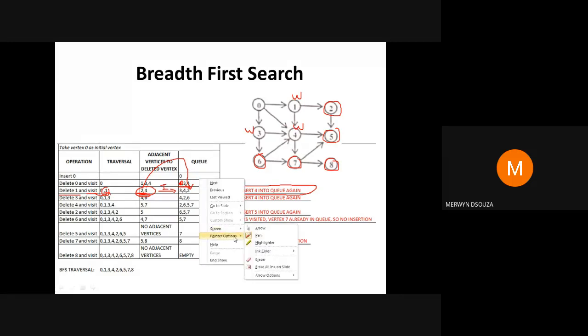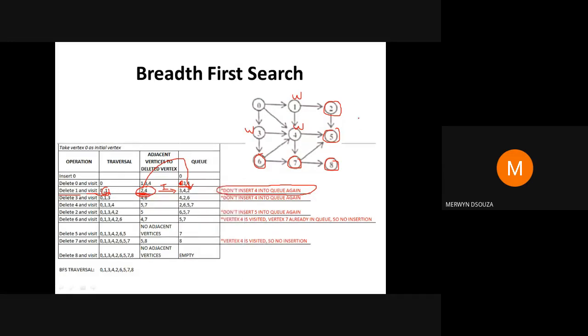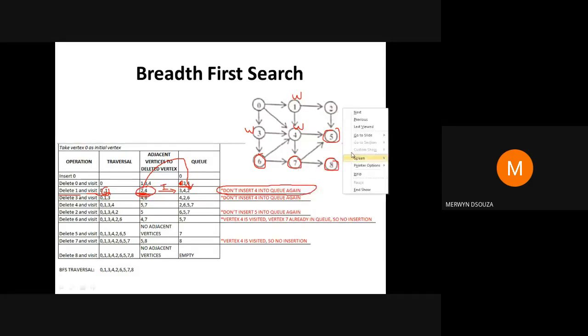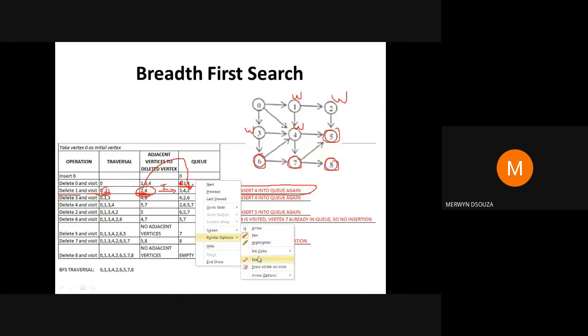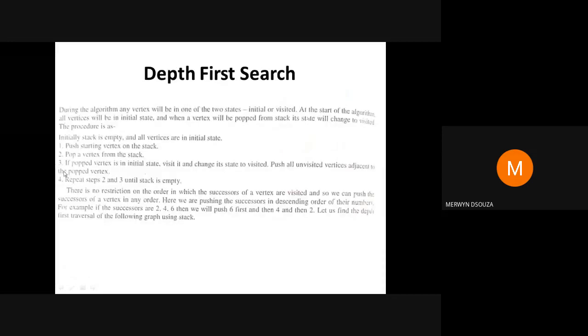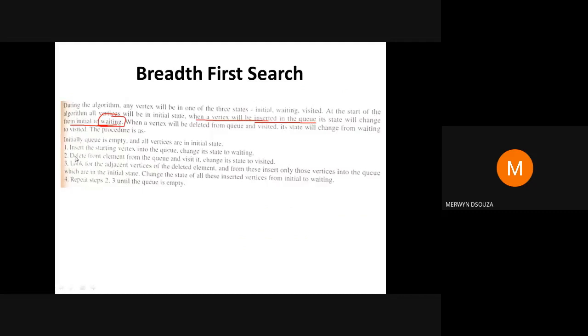So I put 2 inside the queue and I change its state from initial to waiting. Next, you have to continue doing these steps. You have done this third step, so you will do the second step now. You repeat steps 2 and 3 until the queue is empty.